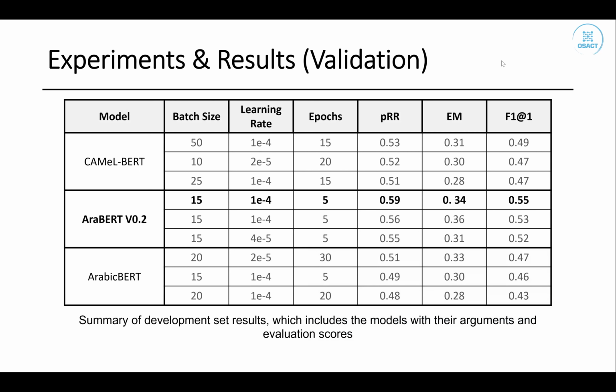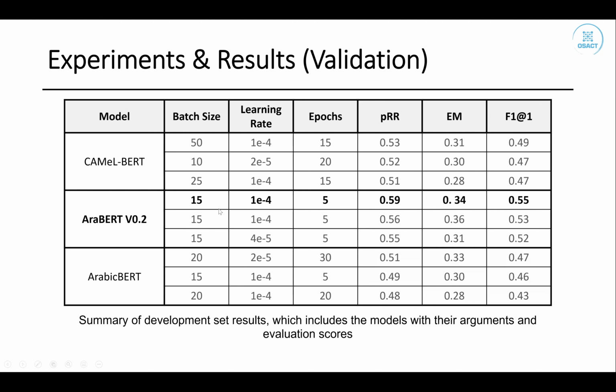So these are the results for the development set. These are the top 3 results for each model that we used. And you can see the AraBERT version 0.2 performed the best for the development set. Now, we didn't submit that in the CodaLab. We did that locally, unfortunately, but this is for the development set anyways.